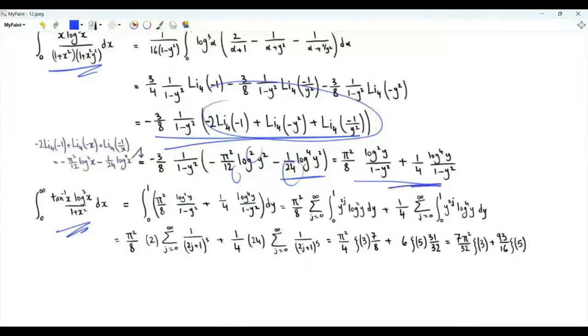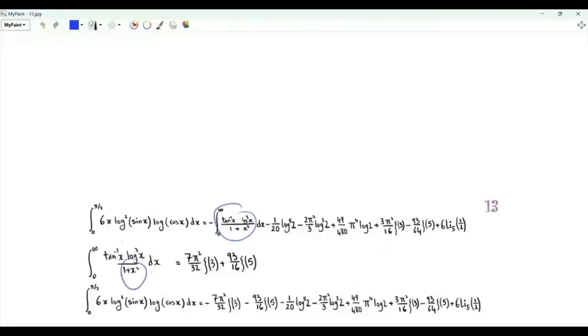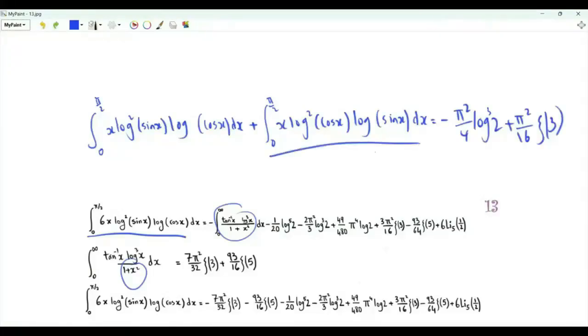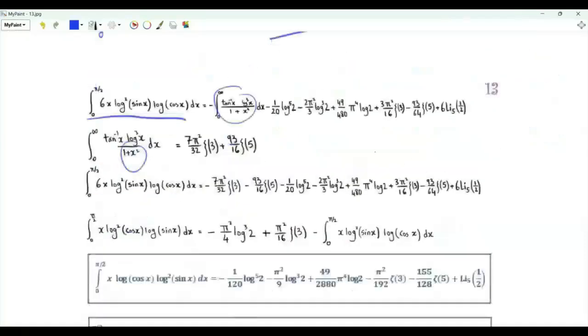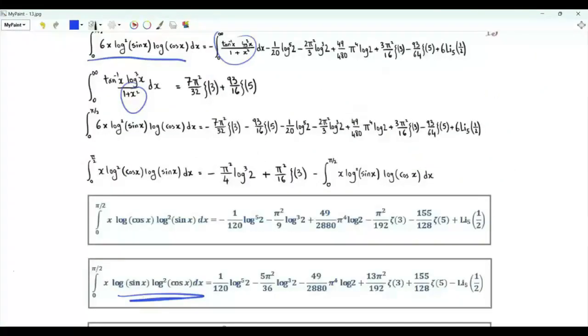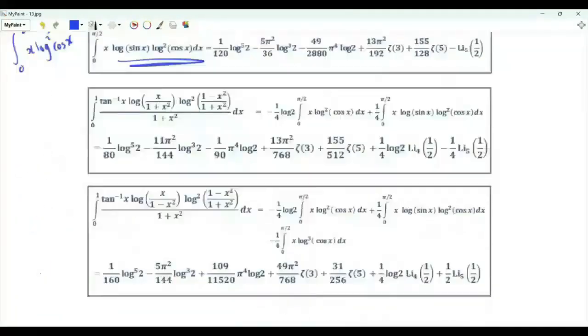The integral of interest is the integral of this function over y from 0 to 1. We obtain the value of this integral in terms of zeta of 3 and zeta of 5. Since we have this integral, we can obtain that one. From this relation, we obtain our target. Knowing this integral and the two integrals from 0 to pi over 2 of x log cosine x squared and cubed, we obtain the integrals of interest.